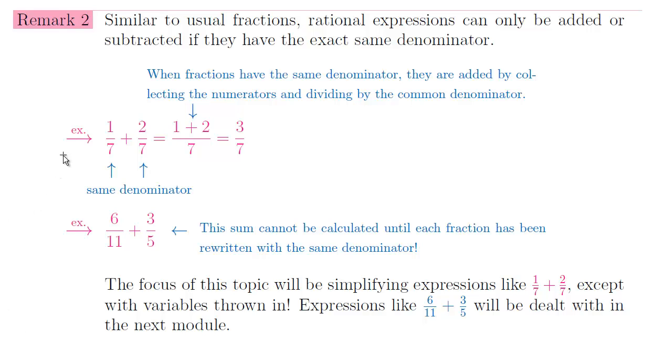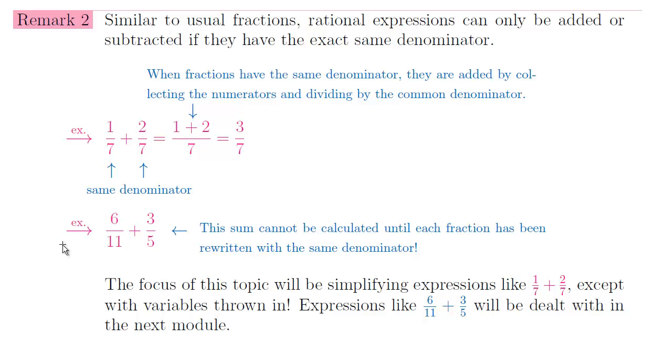Notice in the first example, 1/7 plus 2/7 can be added together. We do so by adding the numerators and keeping the like denominator of 7 the same. So our answer of 1/7 plus 2/7 is just 3/7.